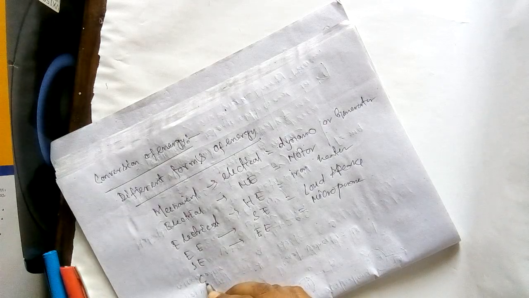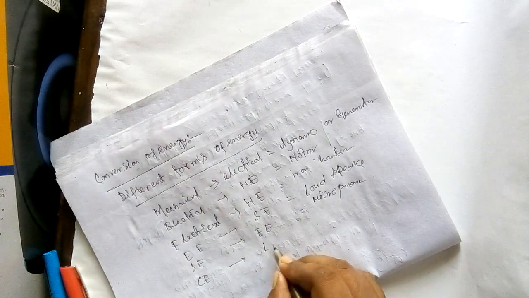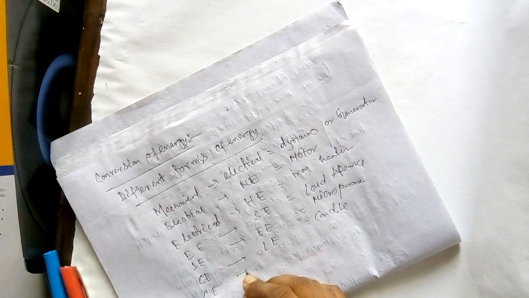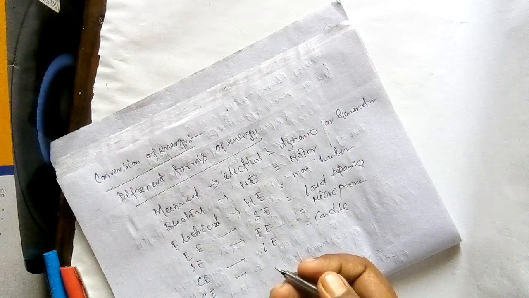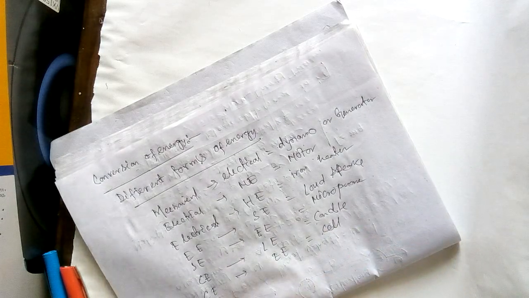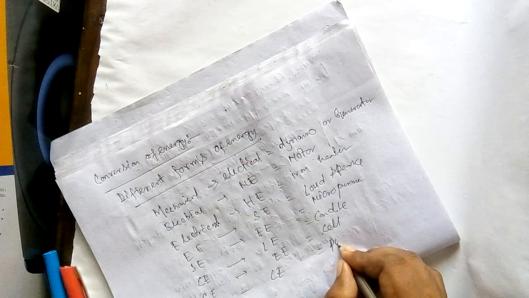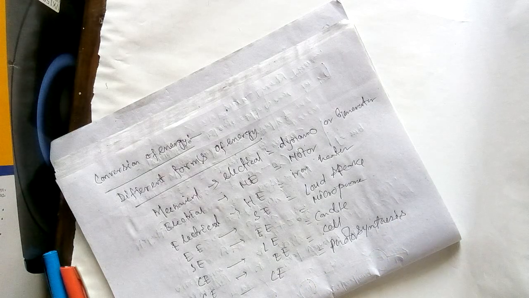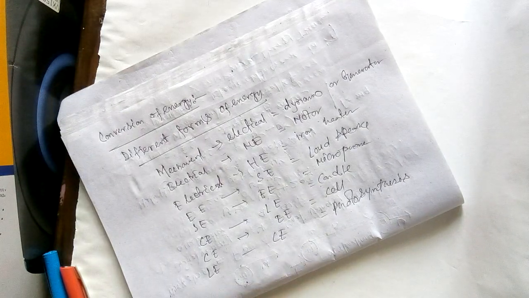If I'm talking about chemical energy to light energy, that is a candle. Chemical energy to electrical energy, it can be a cell. Light energy to chemical energy is photosynthesis. So many more examples are there. Whatever book you have used, if you read any book, there you will get these conversions of energies. So my suggestion is to go through the conversion of energies in your book. I think it will be helpful for you.